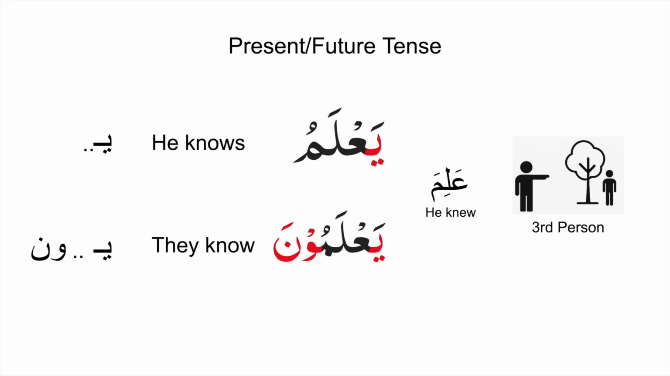Now look at the plural form, ya'lamuna. It means they know. The beginning stays the same. The ending, una, shows plural. Just notice where the extra letters appear. Beginning for tense and person. Ending for plural.